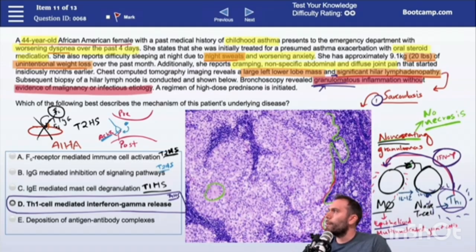The final one on here, you can probably guess, is a type 3 hypersensitivity reaction. This is where we get deposition of antigen-antibody complexes. Again, not very classic for sarcoidosis. This is something you might see classically in a patient that has something like post-strep glomerulonephritis.